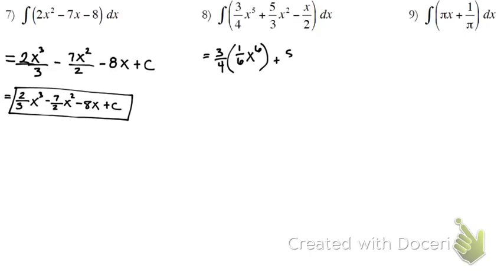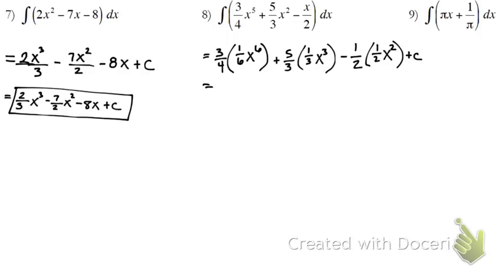For the next one, we have 5/3, and then the integral of x squared is x cubed over 3, or 1/3 x cubed. And then for negative x over 2, that's technically a -1/2. And the integral of the x is x to the 2nd power over 2, or 1/2 x squared. And then plus c.